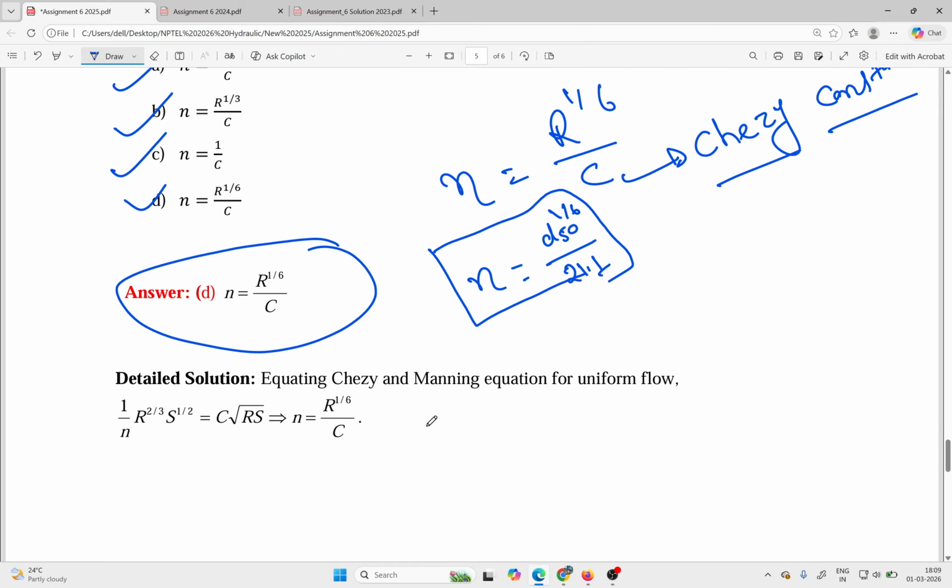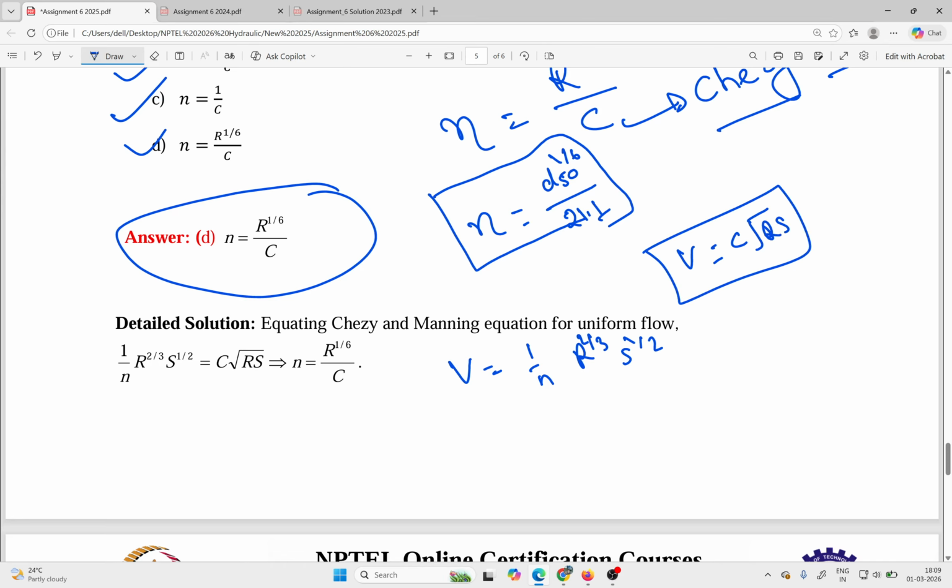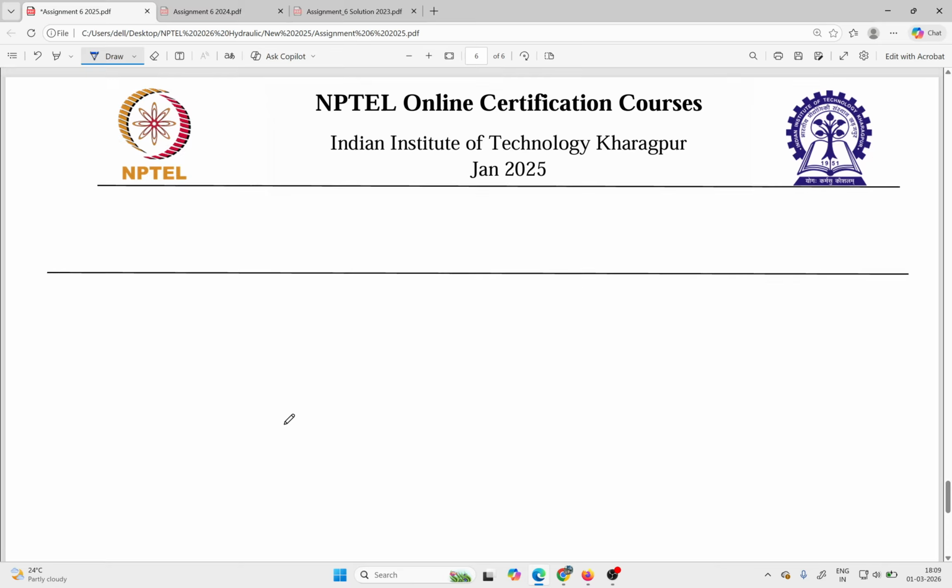Okay, so how does this come? This comes from Manning's velocity, you know, 1 by n R to the power 2 by 3 S to the power 1 by 2. And as per Chezy's, it is C root RS. This is Chezy's equation for calculating the velocity. So C root RS. Now from here, once we compare, n is equal to R to the power 1 by 6 divided by C, you will get. Okay, so thank you for this 2025. Let me just go for 2024.